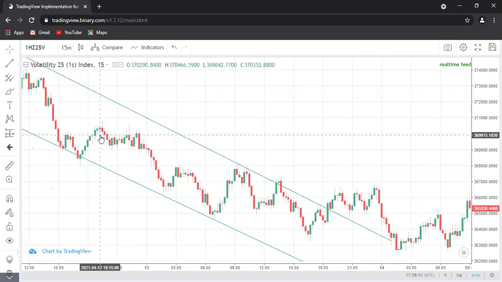I see some, in fact, what's this? What is it called, the opposite of this hammer? Angry man. This is angry man over here. Can you see? This is angry man over here. This is a doji over here.